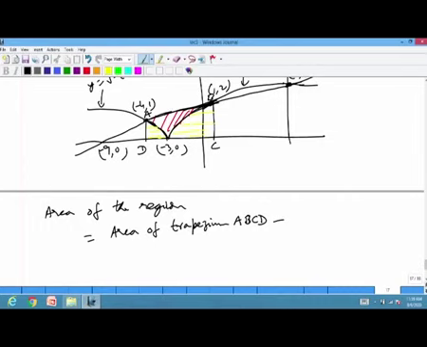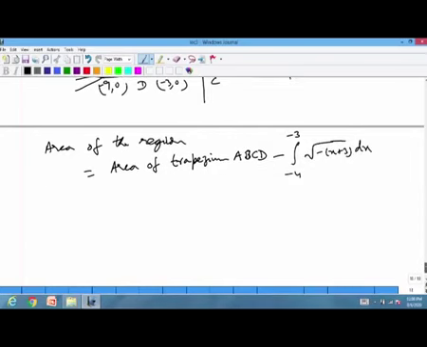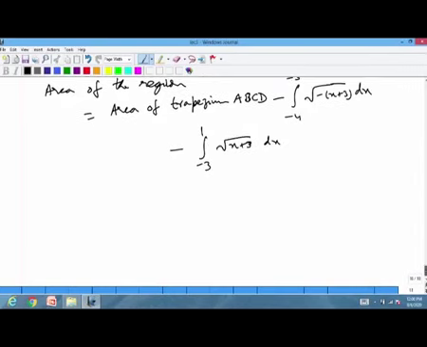So, minus what is the area of this left part will be integral from minus 4 to minus 3 of square root of minus x plus 3 dx, and then we have to subtract minus integral from minus 3 to 1 of square root of x plus 3 dx. Let us evaluate these integrals.